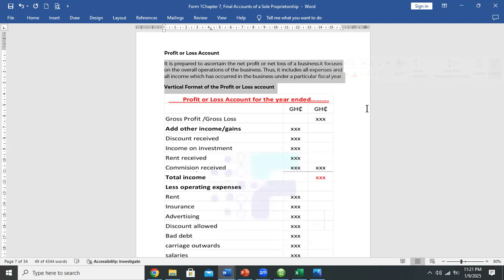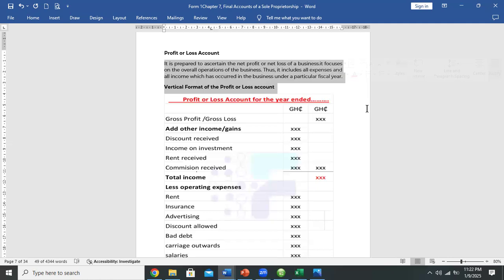So the profit and loss account in principle is used to determine or calculate or ascertain a certain profit called net profit or net loss. Okay. Now, why is it net profit or why is it net loss? Because it focuses on the overall performance of the business and it includes all expenses and all income which has occurred in the business under a particular fiscal year.